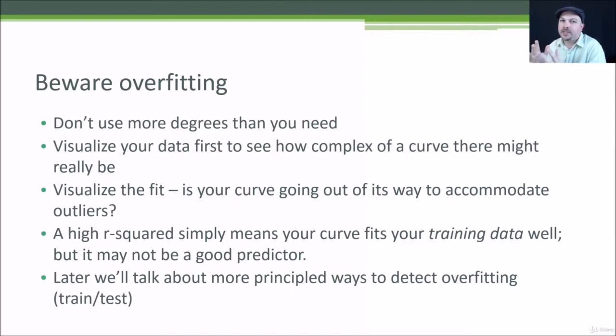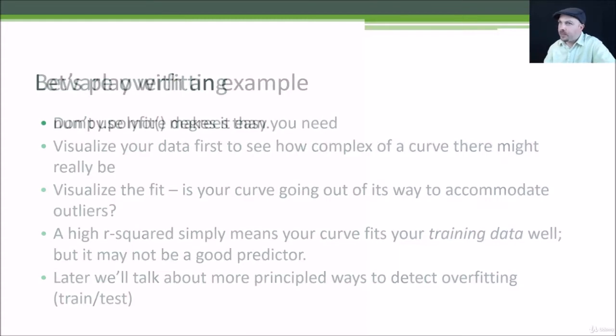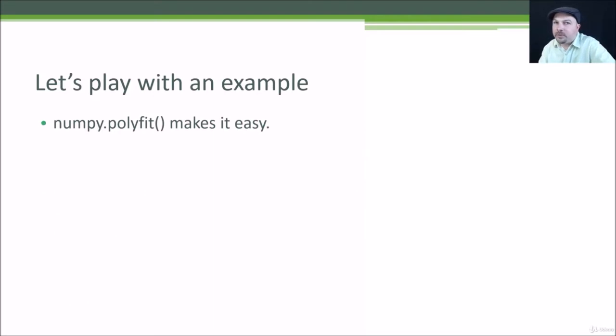So always start by just visualizing your data and think about, how complicated does this curve really need to be? Now, you can use r squared to measure how good your fit is, but remember, that's just measuring how well this curve fits your training data, the data that you're using to actually make your predictions based off of. It doesn't measure your ability to predict accurately going forward. Later on, we'll talk about some techniques for preventing overfitting called train/test, but for now, you're just going to have to eyeball it and make sure that you're not overfitting and throwing more degrees at a function than you need to. This will make more sense when we do an example.